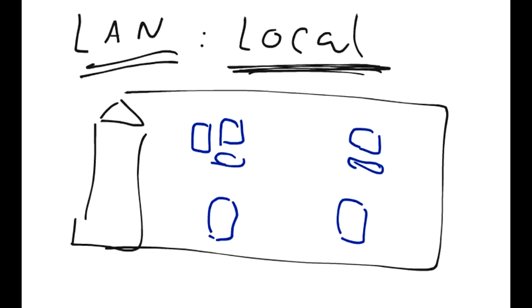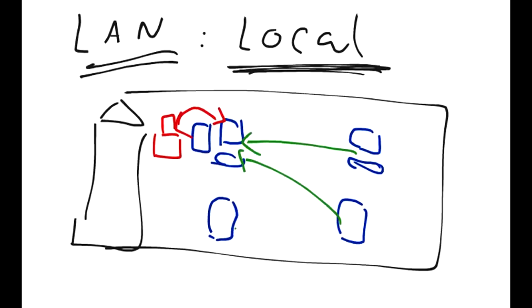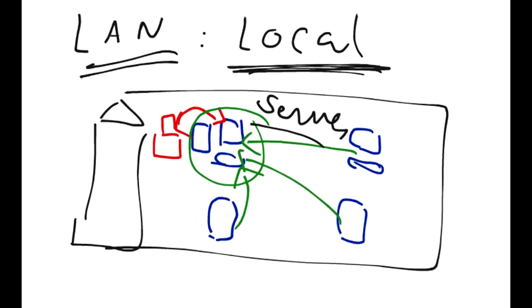But there is only one printer available in the house, and we all want to utilize that printer. An easy way is that we connect the printer with our computer, and all the other devices are connected to our computer. Now, our computer is acting as a server, as a print server in this case.